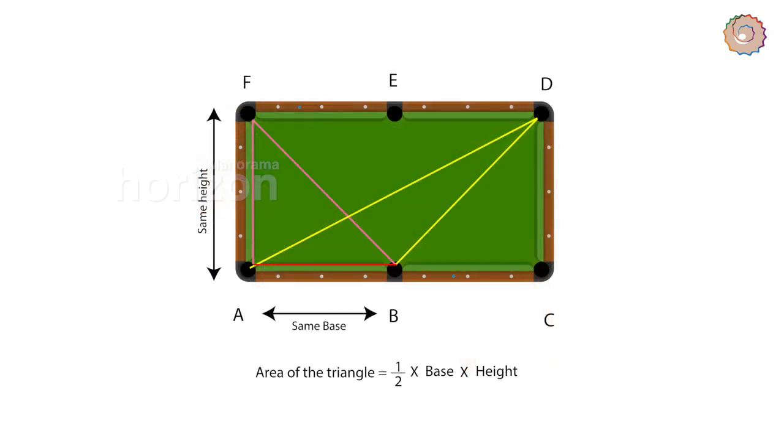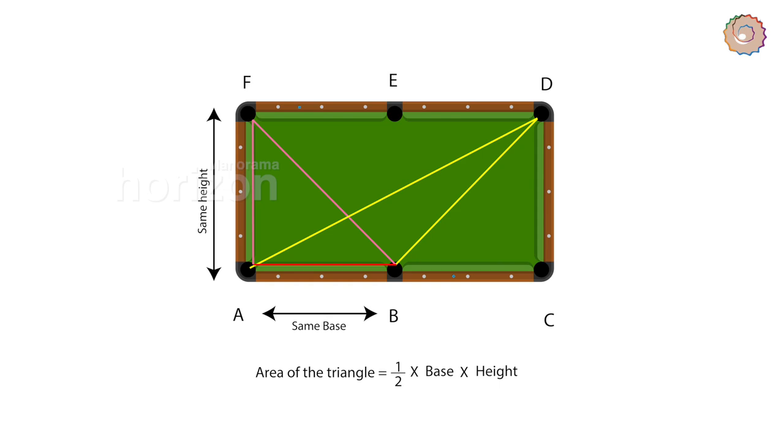Let us draw two triangles ABF and ABD on the snooker table. So, by looking at the diagram, can you tell me what is common in the triangles? They have a common base and also a common height, because if we see the boundary of the table, they have parallel lines, and we know that the distance between two parallel lines is always constant. Therefore, height and base are the same in these two triangles.